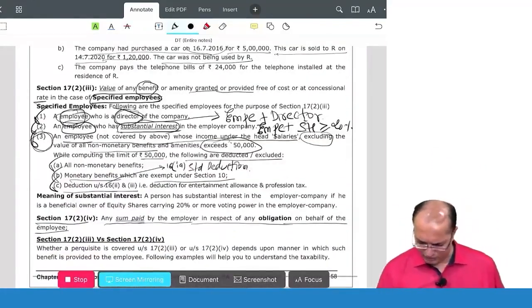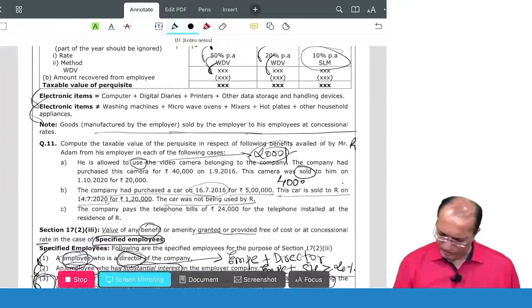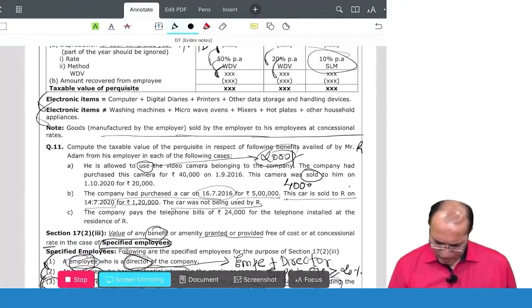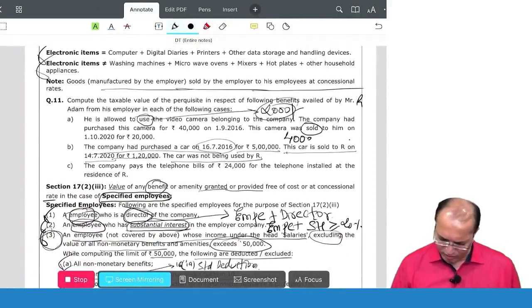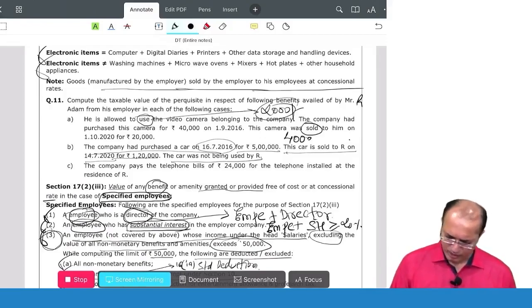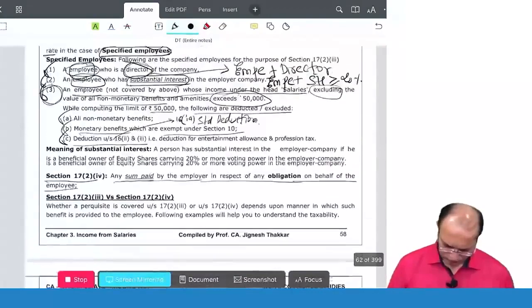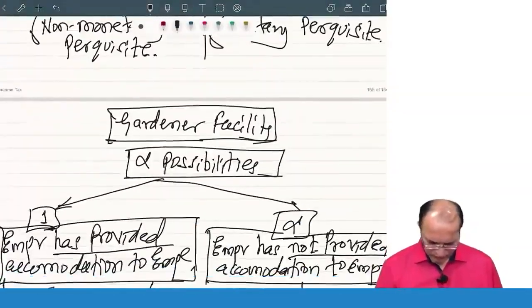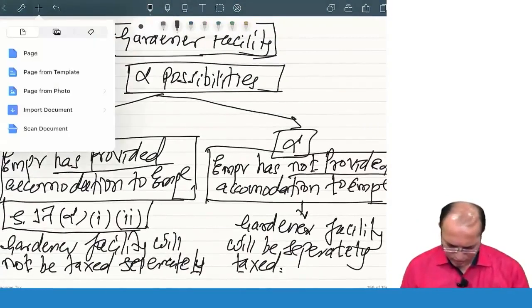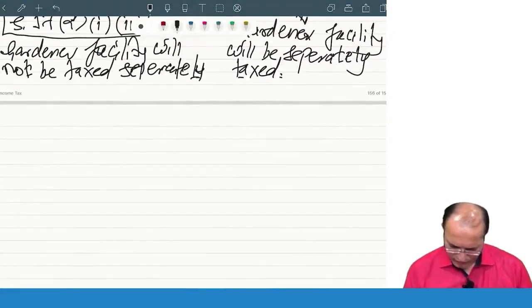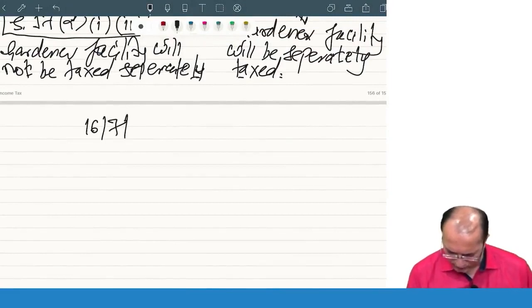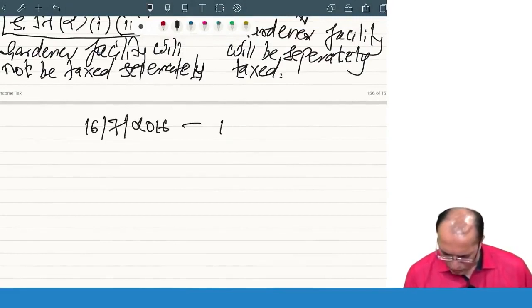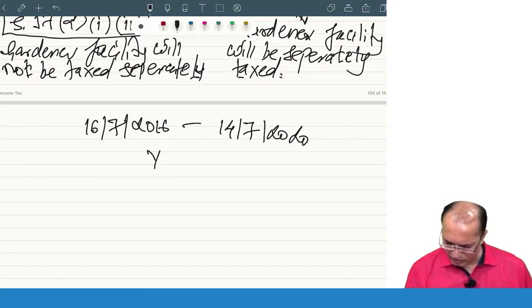And you have to take depreciation for how many years? You have to take depreciation for completed years only. On which date was this car purchased by your employer? 16th July 16. On which date is this car sold to the employee? 14th July 20. Now you tell me, from 16th July 16 to 14th July 20, it is how many years, how many months, and how many days?